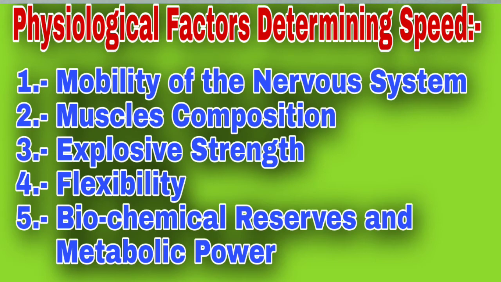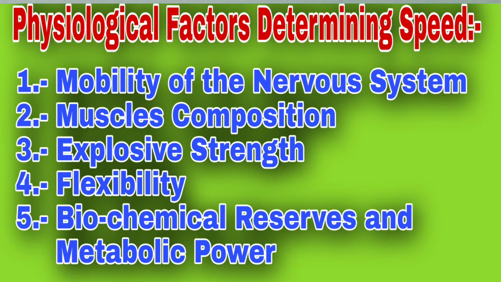The mobility of the nervous system can be trained, but only to a limited extent. In fact, speed is determined largely by genetic factors. So this is all about the mobility of the nervous system. Now let's know about the muscle composition.